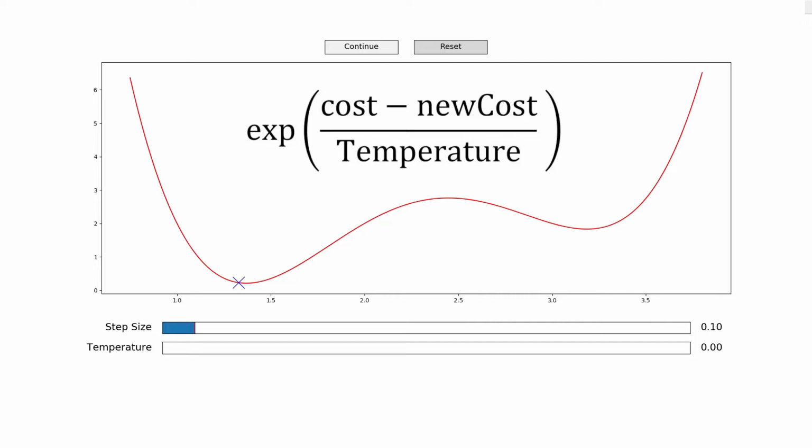High temperatures will lead to a high acceptance probability because a high temperature makes the argument of the exponential function go closer to 0. Thus, we have a high probability. Low temperatures, on the other hand, lead to low acceptance probabilities.